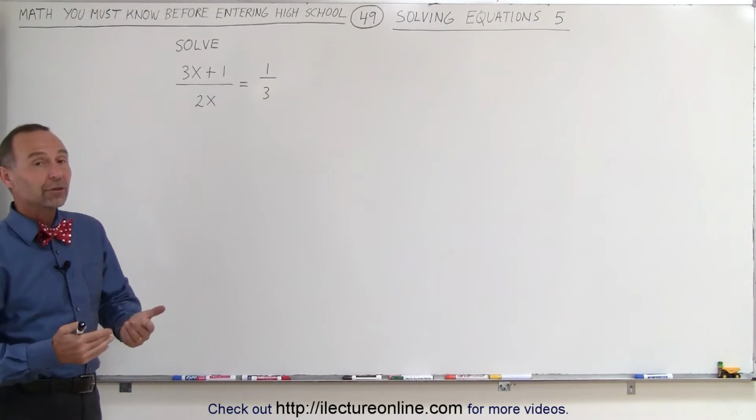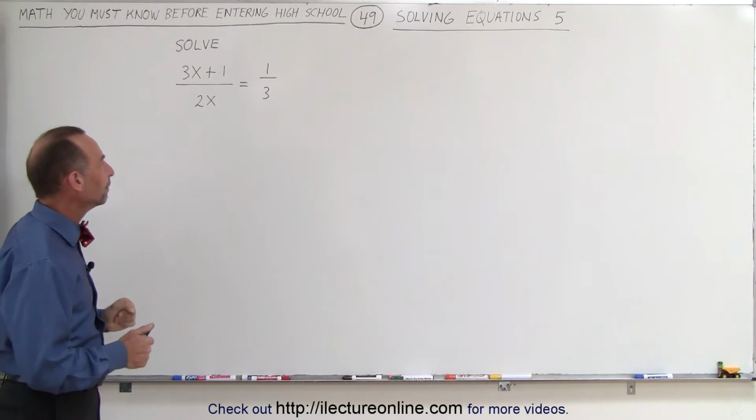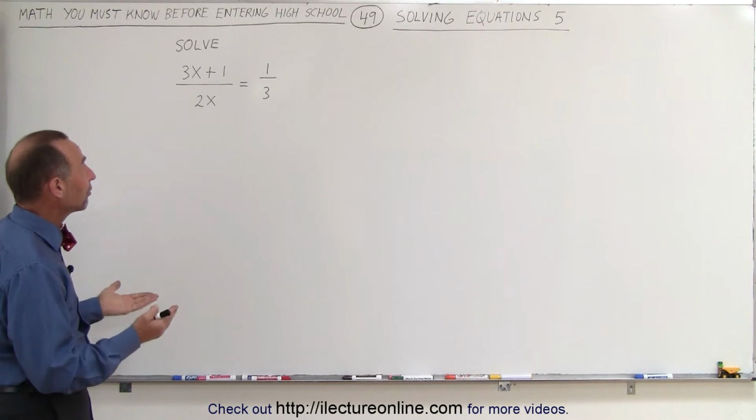Here we have another equation. We're supposed to solve it. In other words, we're looking for the values for x that make the left side equal to the right side. Notice that there are two fractions, one on each side, and we want to get rid of the fractions.